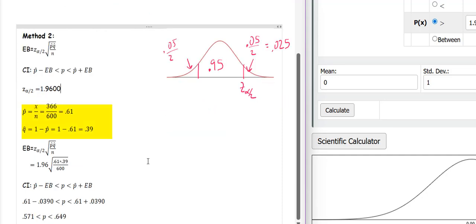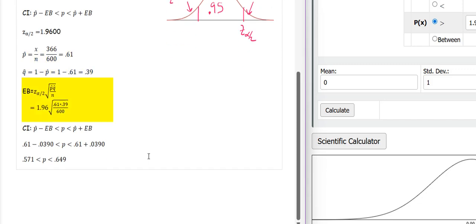Again, our P hat is just X over N, which is 0.61. Q hat is 1 minus P hat, which is 0.39. And so we're ready to form the error bound, which is Z sub alpha over 2, 1.96, times the square root of P hat Q hat over N. 0.61 times 0.39 divided by 600, and that, to 4 decimals, is 0.0390.